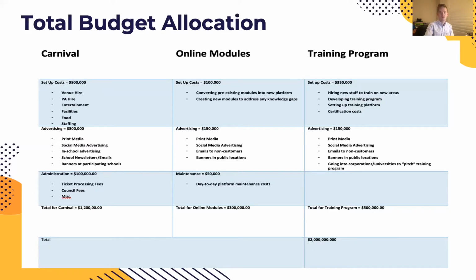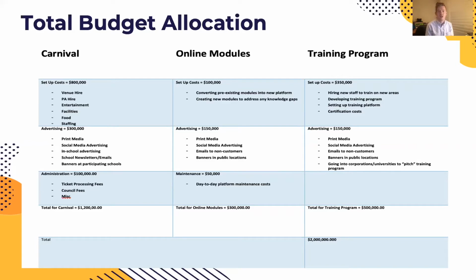Now, more specifically, I'm going to quickly start with the carnival. Unsurprisingly, the carnival has the biggest chunk of the budget, around $1.2 million. This is namely because there will be large upfront costs associated with the carnival, such as venue hire, PA hire, entertainment, facilities, food, staffing. As well as this, there will be a relatively large part of that $1.2 million given to the setup cost, and then the second biggest being the advertising.